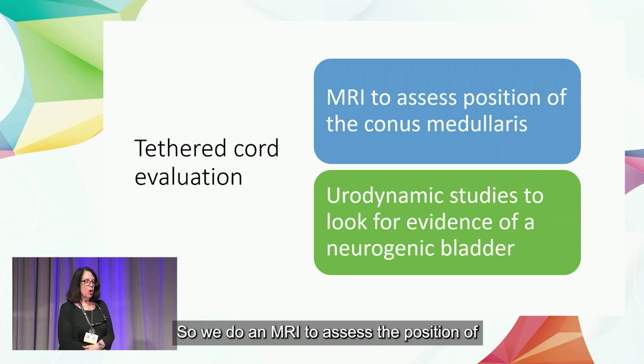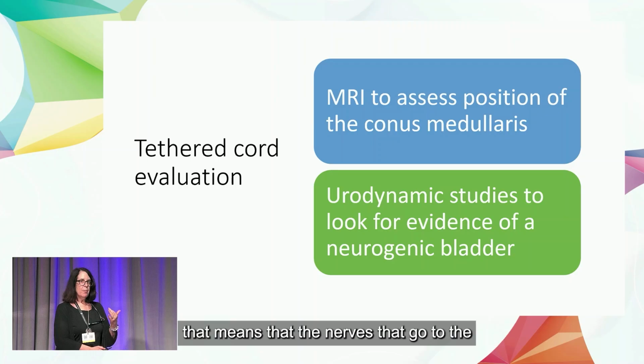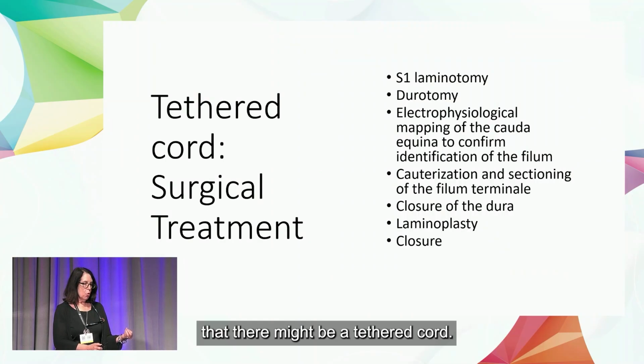So we do an MRI to assess the position of the conus, but also can use a test called urodynamic studies to look for evidence of a neurogenic bladder. That means that the nerves that go to the bladder are being compressed, and that would be evidence that there might be a tethered cord.